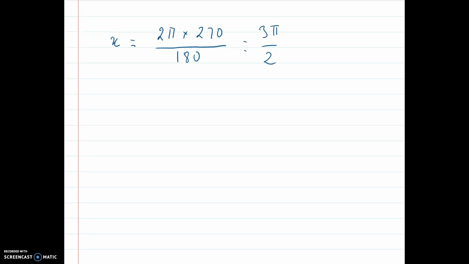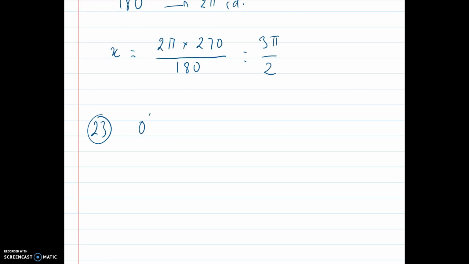Problem number 23. That's an easy one, right? Problem number 23. We have to convert the angle 0 degree. Well, 0 degree equals 0 radian. Boom, I'm done.